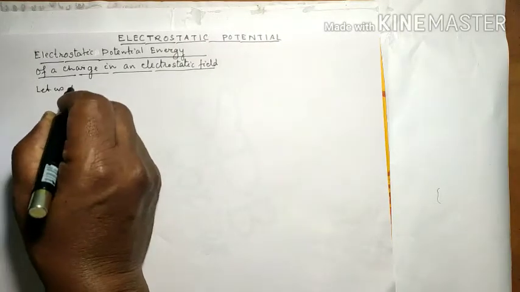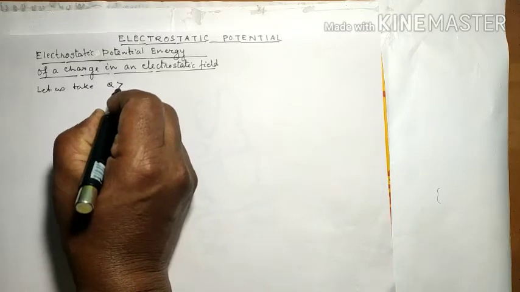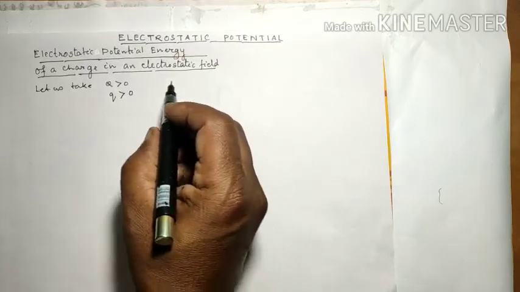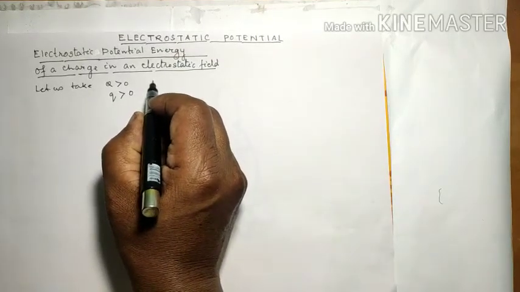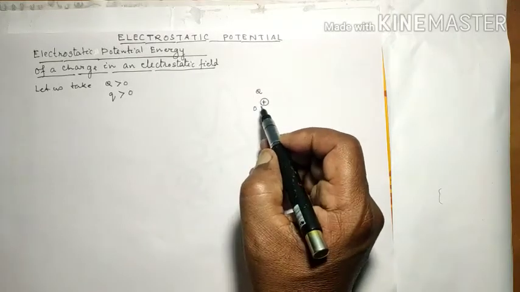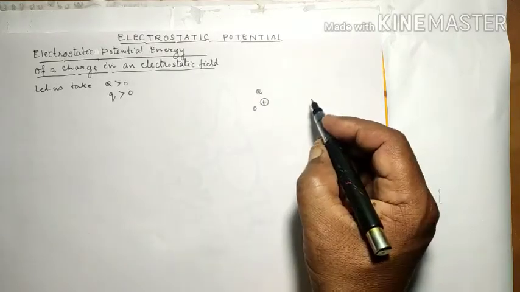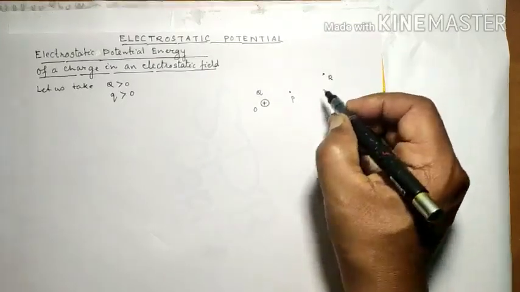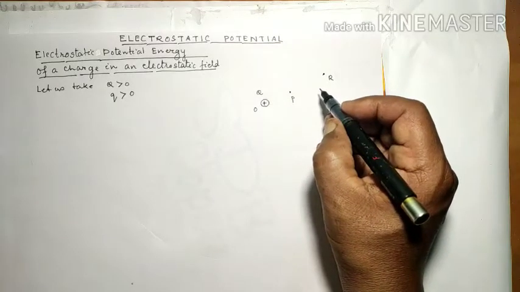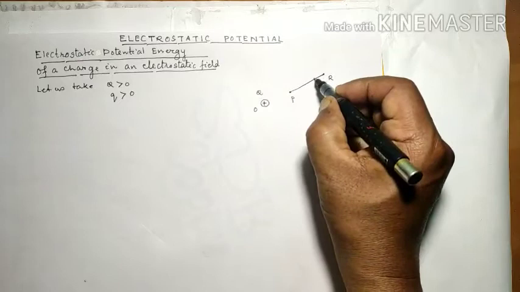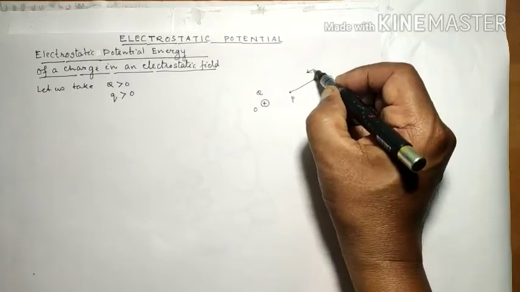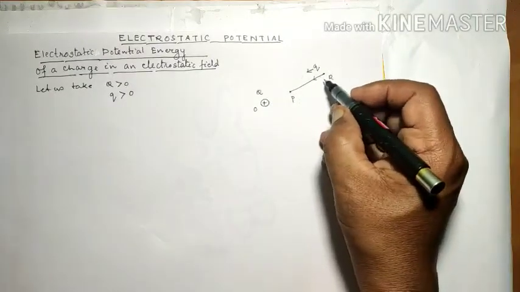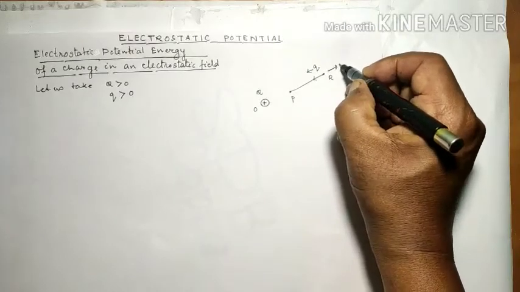Let us take a source charge capital Q which is positive and a test charge small q which is also positive. Source charge produces electric field. We place the source charge at the origin O. We take 2 points P and R. We bring the test charge q from point R to P. Test charge q experiences a repulsive electrostatic force which is along PR.